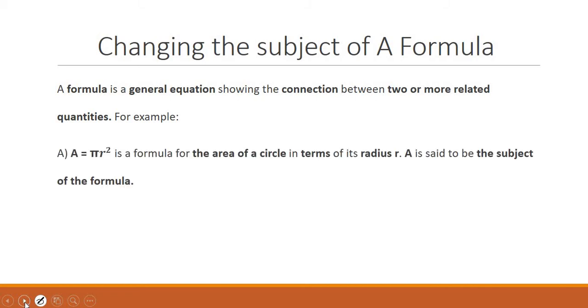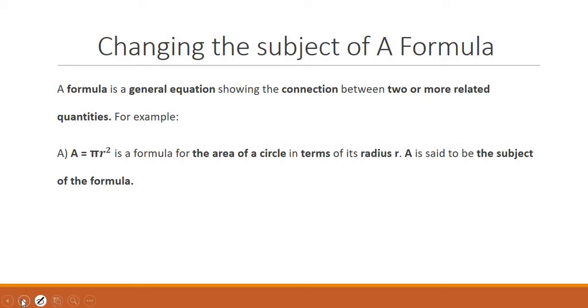For example, A equals pi r squared is a formula for the area of a circle in terms of radius r. A is said to be the subject of the formula, right? So this formula that we have here, which is A equals pi r squared, A is the subject.